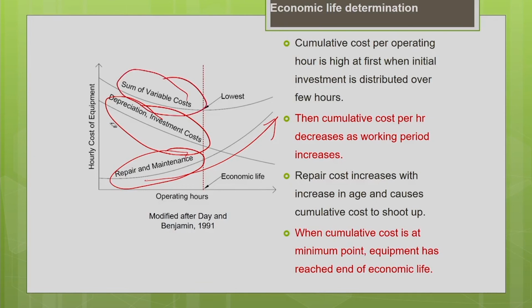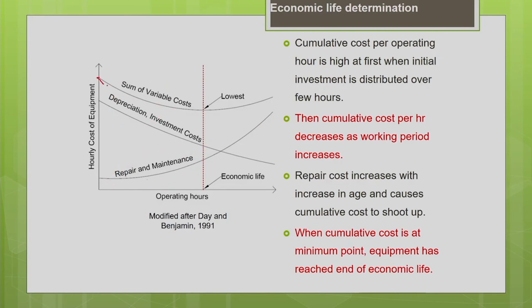If you see the total cost curve, initially it is high, then it reduces, reaches a minimum point, then it again starts increasing. So this is your economic point, the minimum point. This is the economic life of the machine. You are supposed to replace the machine at the end of this time. That is what is explained here.